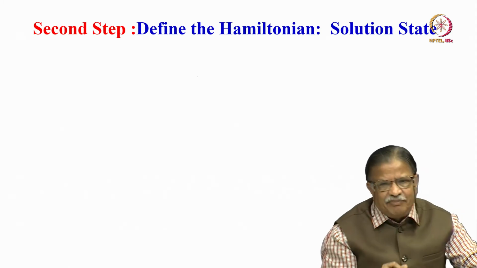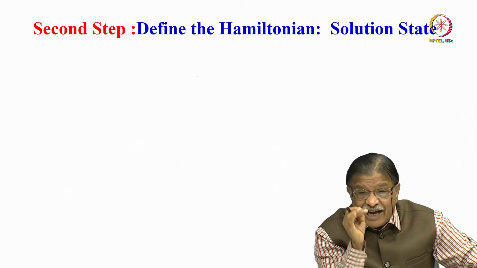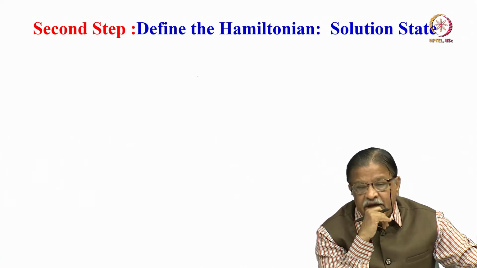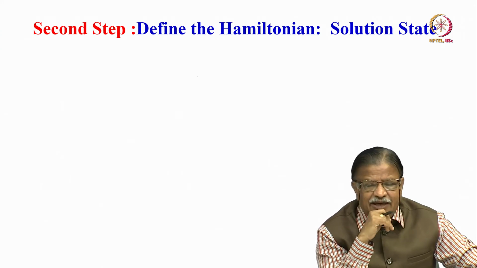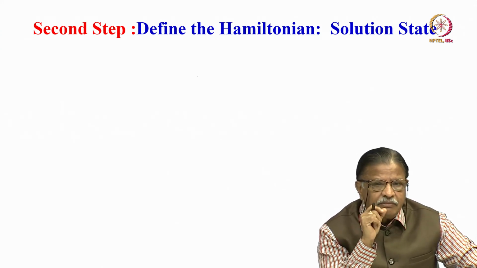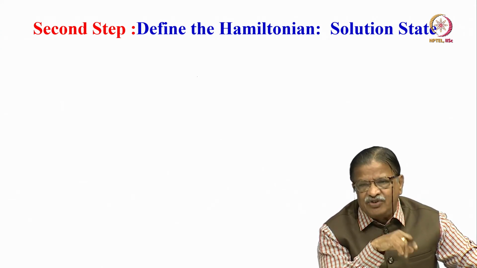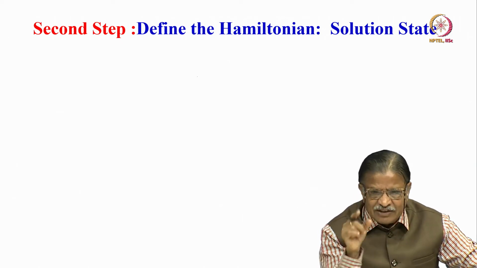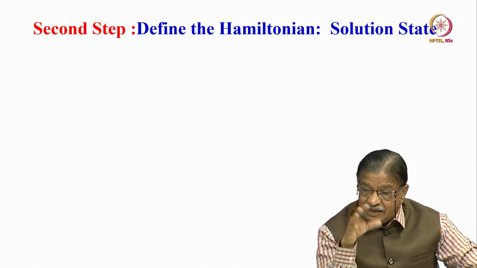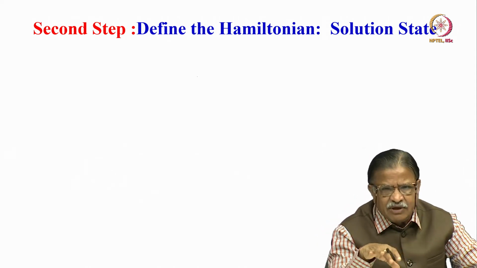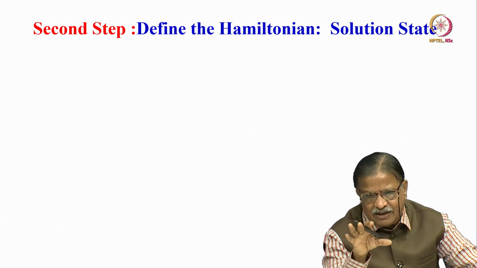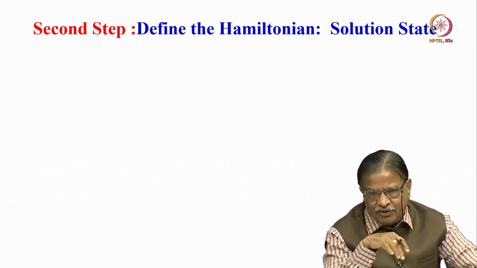Once you know what the product functions are, in the second step you have to define the Hamiltonian. Of course, the Hamiltonian of these nuclear spin interactions is different for the solution state and for the solid state. In the solid state, different types of interactions come in. Since we are not dealing with the solid state right now, we will not worry about it, we will concentrate only on the solution state Hamiltonian.